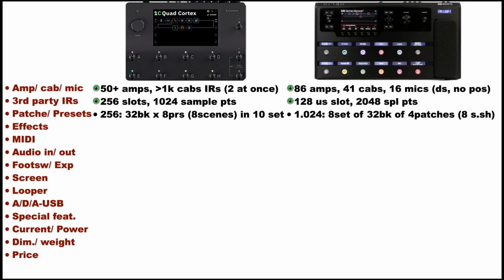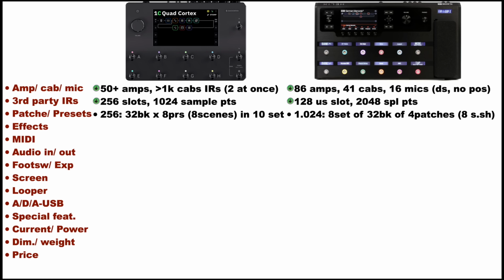Furthermore, the Quad Cortex has 32 banks, each with 8 presets for a total amount of 256 presets with 8 scenes that we can arrange in 10 setlists. Each scene is a specific combination of parameters of the signal chain. The cool thing about scenes is that you can switch from one to the other basically with very low latency.